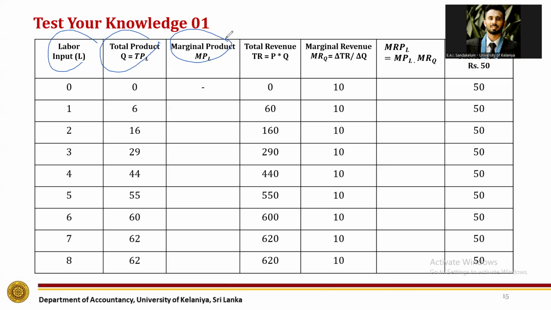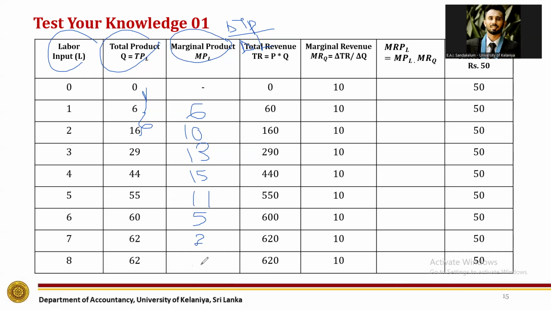How to find the marginal product? Marginal product means, if you change 1 unit of your input, how it impacts the change in the total product. As a function, delta TP or delta Q divided by delta L. Changing L by 1, this change becomes 6, 6 divided by 1 becomes 6. 6 increases to 16, this change is 10. 16 to 29, 13. 29 to 44, this is 15, all plus. 44 to 55 becomes 11. 55 to 60 becomes 5.